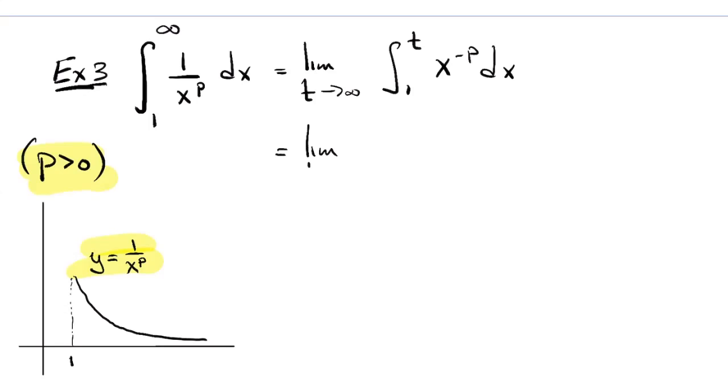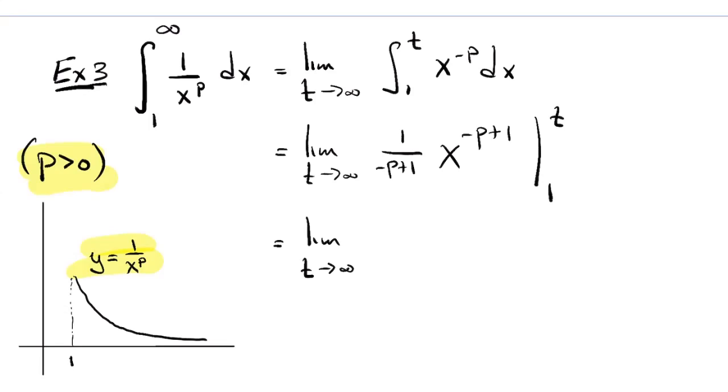So that's the limit as t goes to infinity. I'm going to add 1 to my exponent and divide by the new exponent. Then I need to evaluate that from 1 to t. So that's the limit as t goes to infinity of 1 over 1 minus p, instead of negative p plus 1. That's a constant, so I'll factor it out, and now I'm plugging in t. So I get t to the minus p plus 1, minus, when I plug in 1, any power of 1 is just 1.